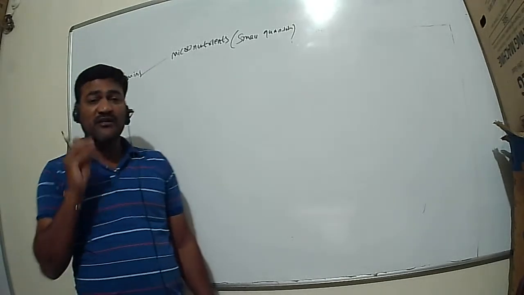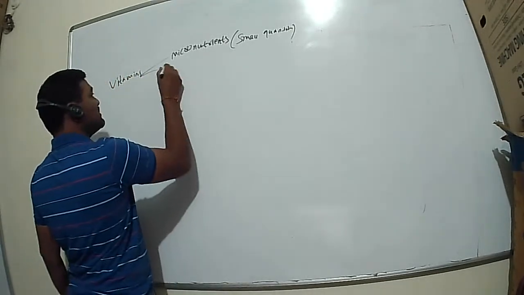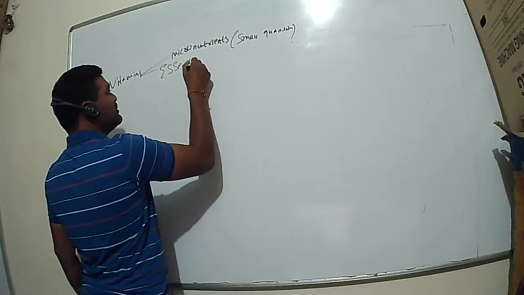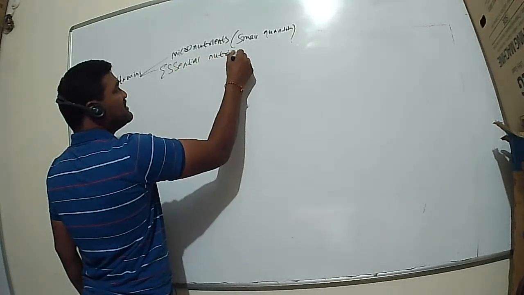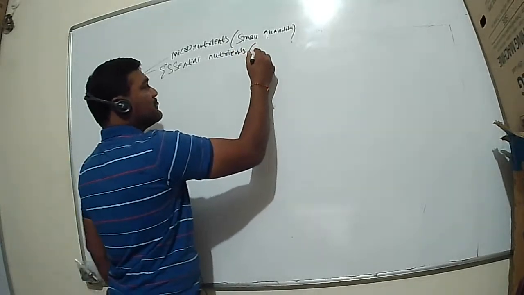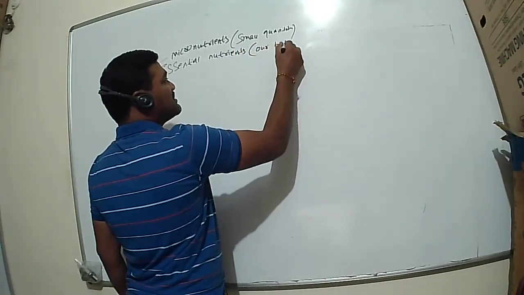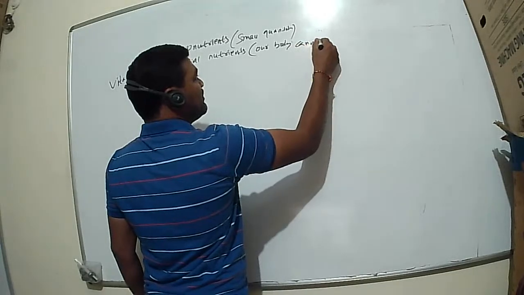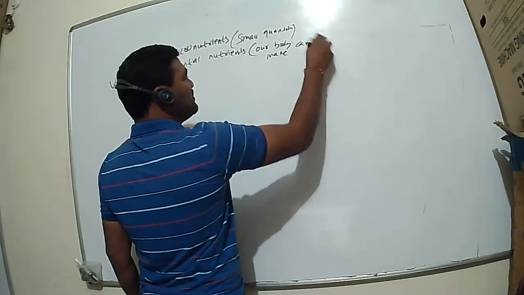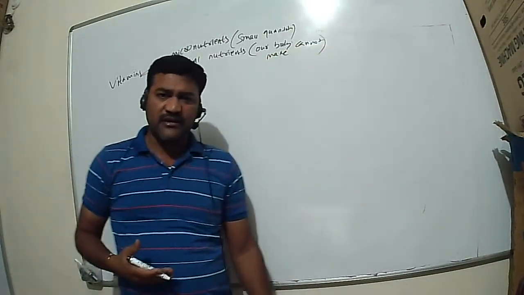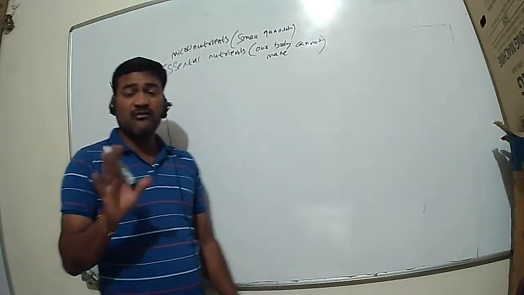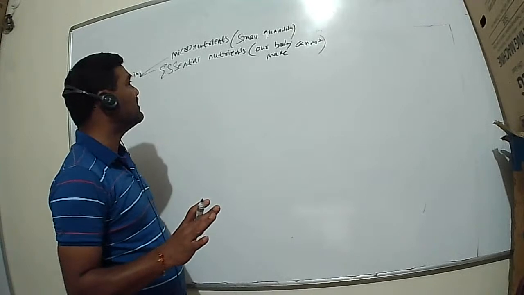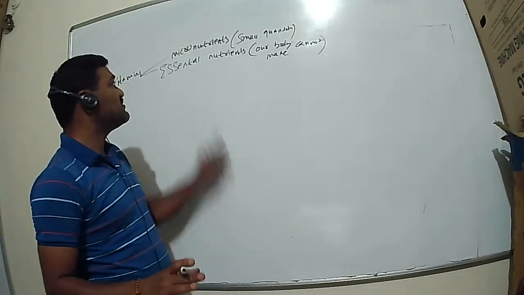They are required by our body in very small quantity. And one more thing is they are called essential nutrients. Essential nutrients means our body cannot make these nutrients. Because fats our body can make, carbohydrates our body can make, proteins our body can make, but our body cannot make vitamins. That's what they call essential nutrients.